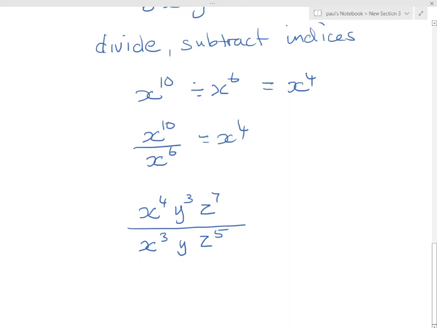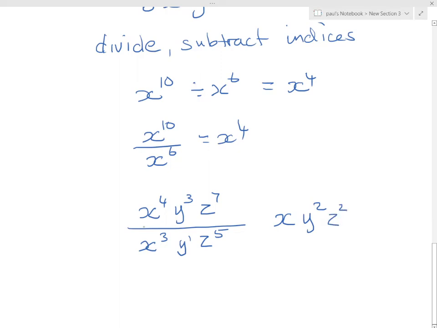we divide the x's, so 4 take away 3 will just be a single x. Y to the 3 divided by y is 3 minus 1, don't forget the 1, yeah? That will be y squared, and z to the 7 divided by z to the 5 is going to be z squared.